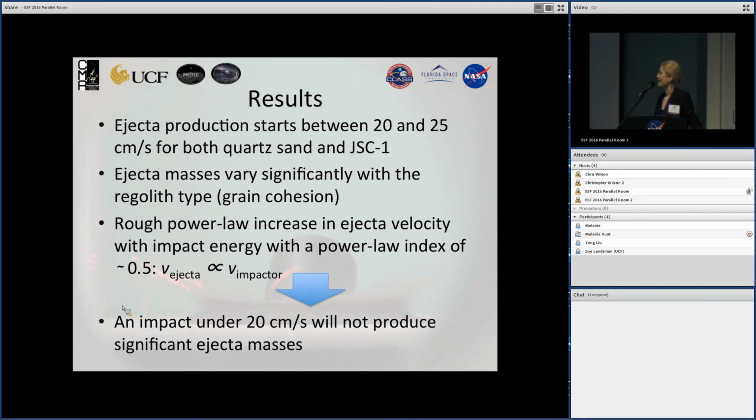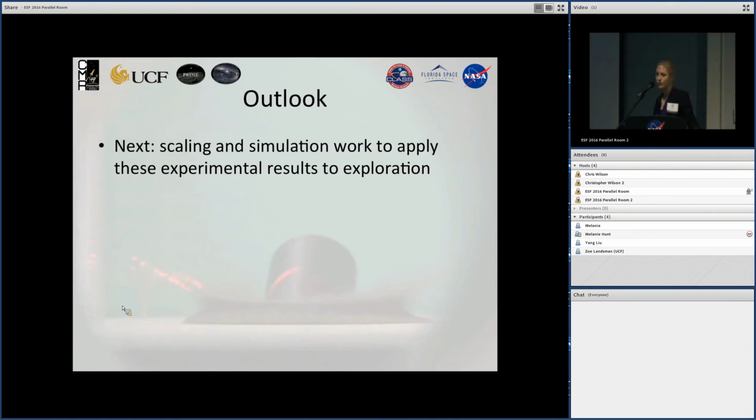So an impact under 20 centimeters per second would not produce a lot of ejecta in our experiments. Basically, under 10 centimeters per second, you have a very bouncy result, and above 20 centimeters per second, you produce a lot of ejecta. So you have a good spot between 10 and 20 centimeters per second where you can have a nice impact with not a lot of ejecta.